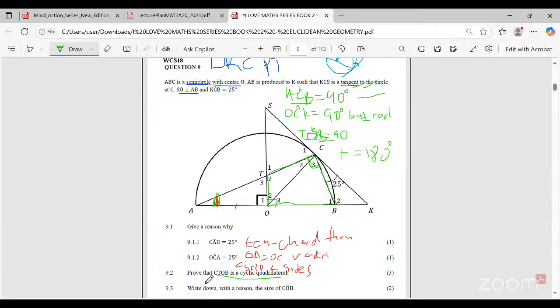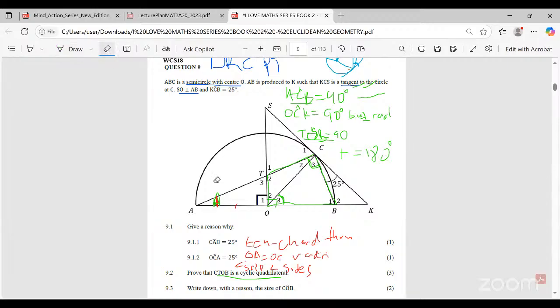Then 9.3 here is saying write down with reason the size of COB. COB is just this one here. Now, what do you think with this one? COB. Sir, I would. What would you do?